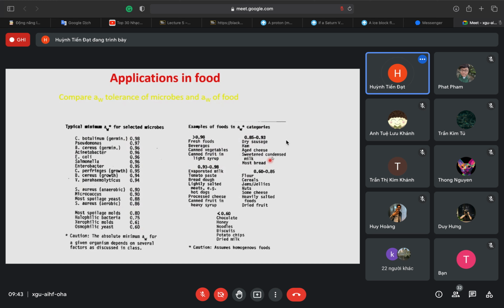So in this group, what kind of microorganism do you think we can grow? In this group, 0.85 to 0.93. So the yeast can grow? The yeast can grow on this? I think yes, because they require only 0.88. This one is within the range.